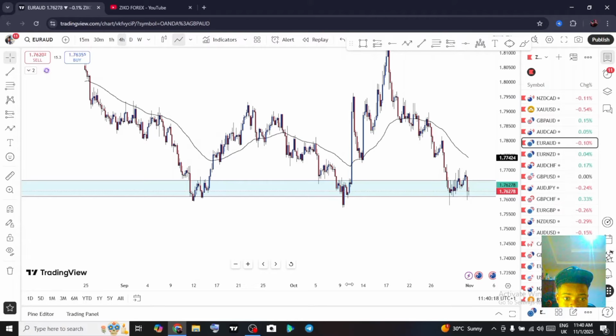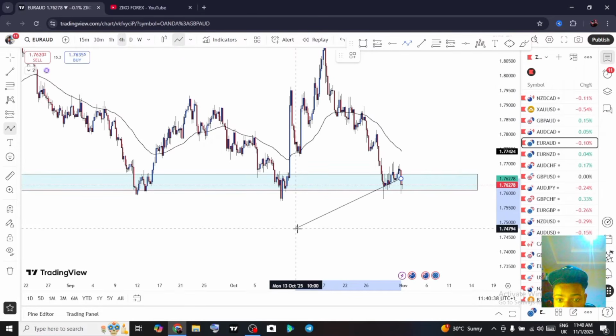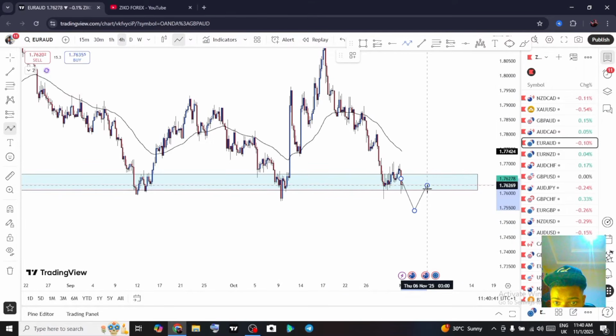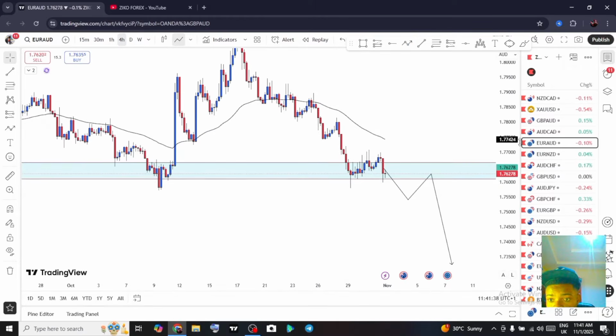So this is what I'm thinking. I need price to be clearly under here to sell. So this is what I'm looking for. I need price to clearly be under all these lows on the 4 hour, right? Then have a retest for us to sell, right? So that is that for Euro AUD. Should I add it for this week? Yes, the area of interest is a very clean one.